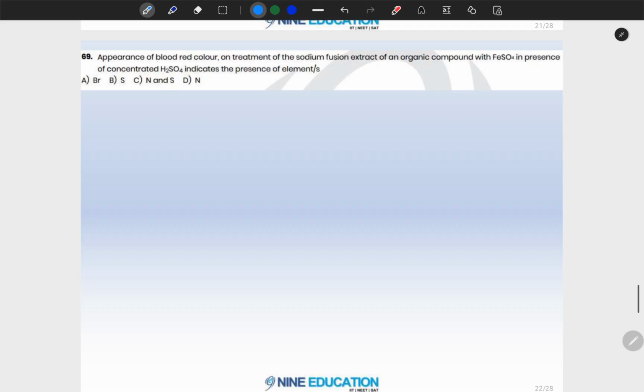Okay. Appearance of blood red color on treatment of sodium fusion extract. So we are treating sodium with organic compound containing carbon, nitrogen, sulfur. So it will result in the formation of NaCN. Now this is basically Lassaigne's test, right? So in Lassaigne's test, first I need to add sodium to the organic compound, then only the covalent bonds will be converted into ionic bonds, and then only I can carry out the test. So carbon, nitrogen, sulfur containing organic compound will react with sodium and it will result in the formation of NaSCN.